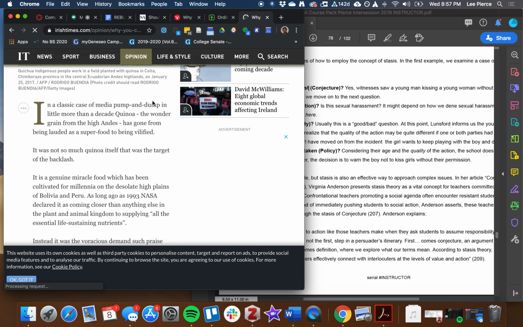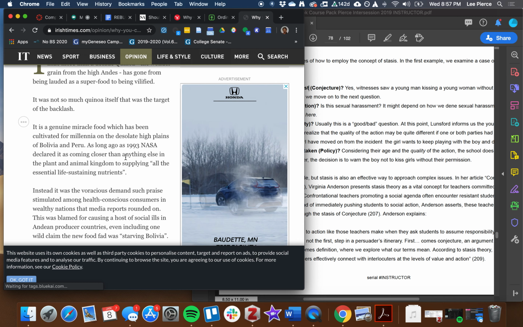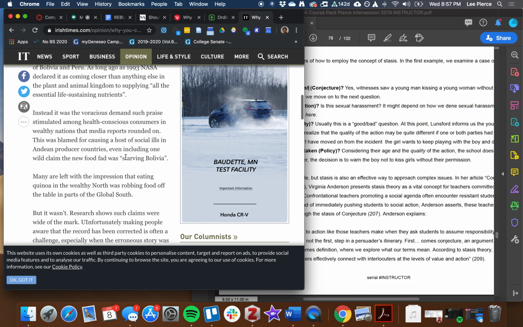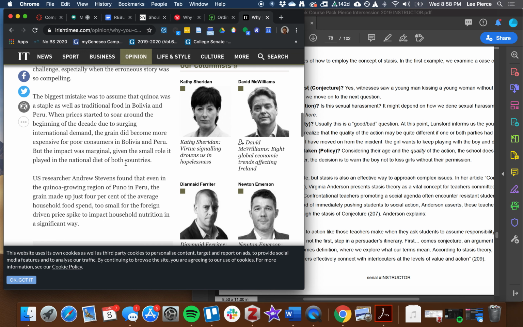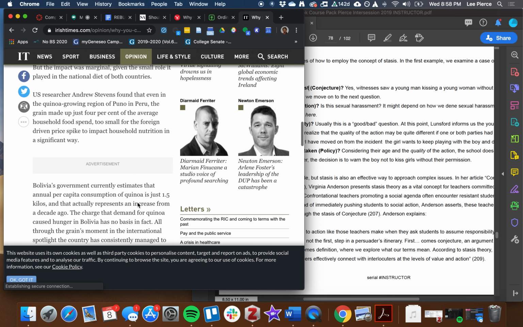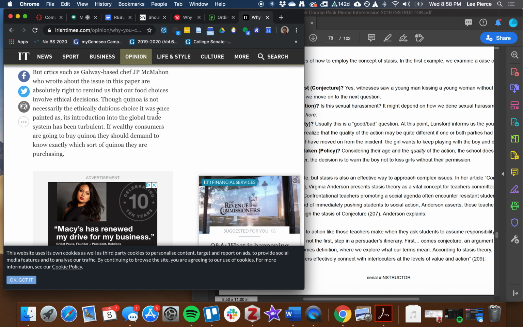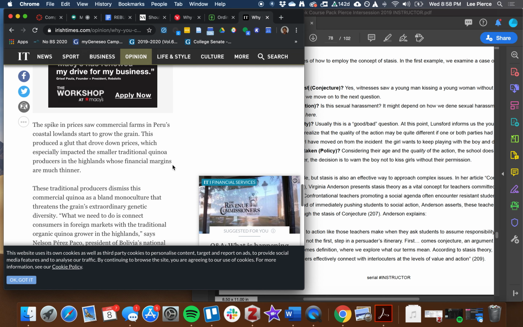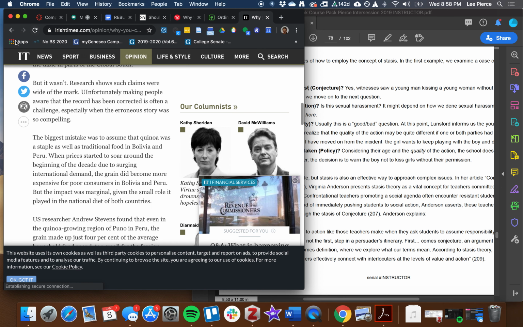A classic case of media pump and dump. The wonder grain has gone from being lauded as a superfood, a genuine miracle food cultivated for millennia, to... Many are left with the impression that eating quinoa in the wealthy north is harmful, but it wasn't. Oh, see, here's another article saying that this quinoa thing isn't true. So, again, like I said, it's all about argument, but I'm still wondering if it's the ethically dubious choice it once was painted as, but its introduction into the global trade has been turbulent. If wealthy consumers are going to buy quinoa, they should demand to know exactly which sort of quinoa they are purchasing. Oh, come on, I need, like, an example.